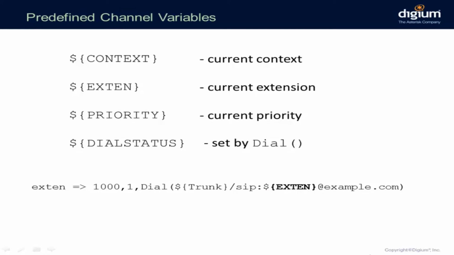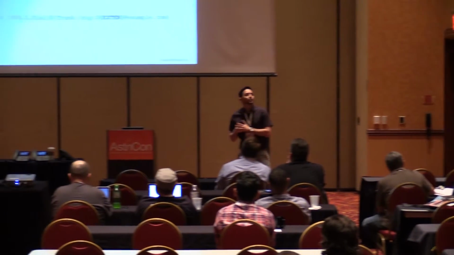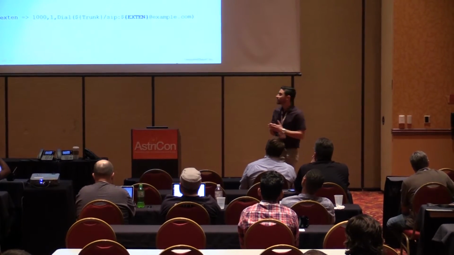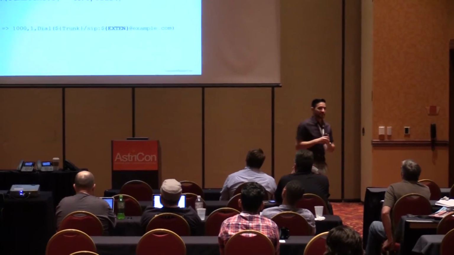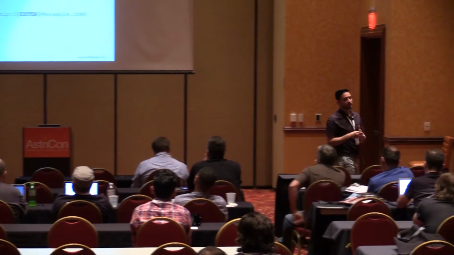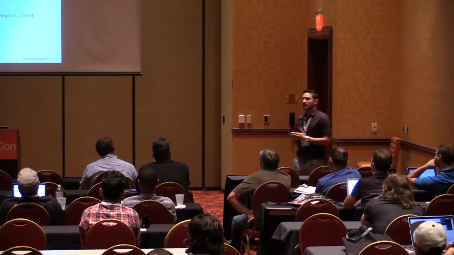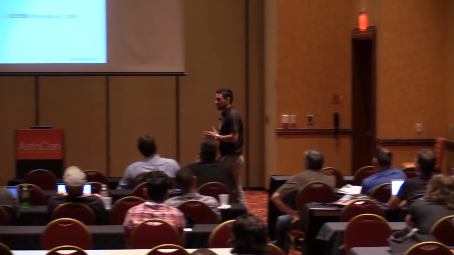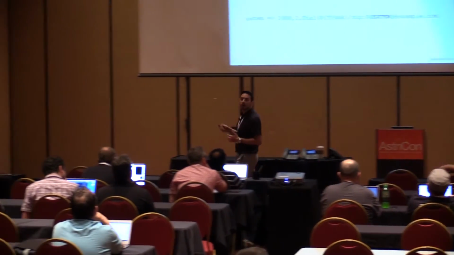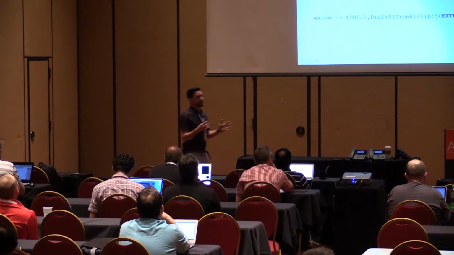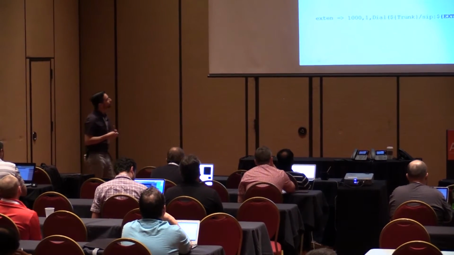Asterisk has predefined channel variables. So every time you pick up your phone, dial an extension, and create a channel, Asterisk has predefined variables for that channel. These are just a very few of them. There are a lot more. If you just Google Asterisk channel variables, you will see how many we have. These are uppercase, and that is one characteristic of the Asterisk predefined channel variables.